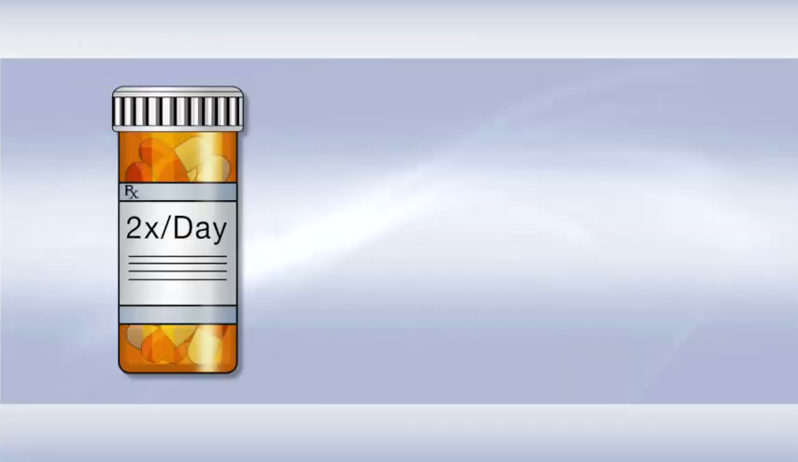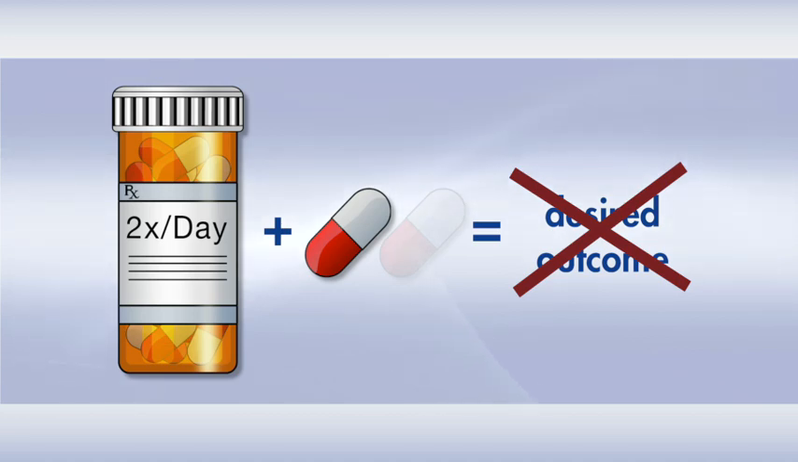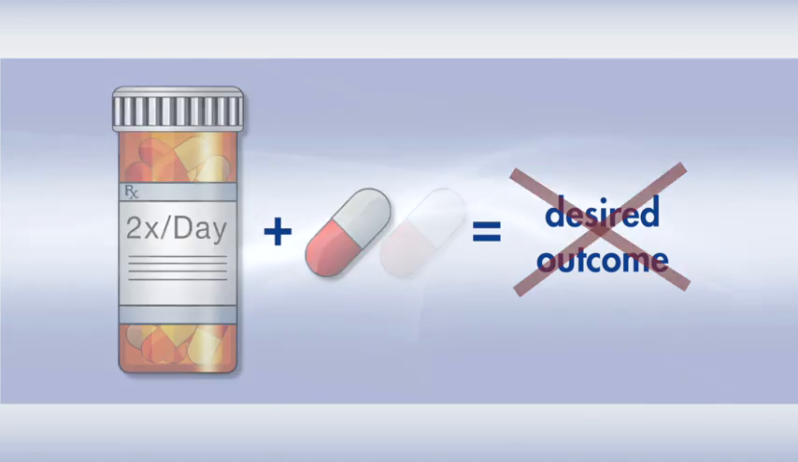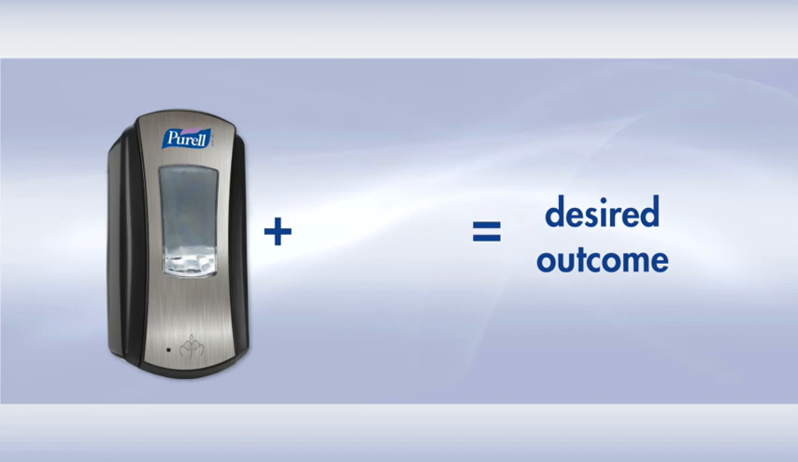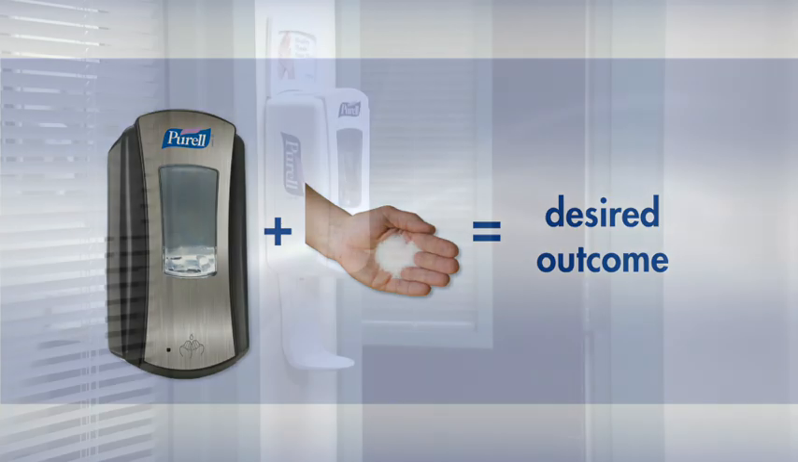Let's go back to the example of the antibiotic. You've taken half the dose of the antibiotic to treat the infection. You are not achieving the desired outcome of treating the infection. Much like the antibiotic, alcohol-based hand sanitizer must be used at the correct dose. Otherwise, the correct germ kill will not be achieved and hands can transmit germs.